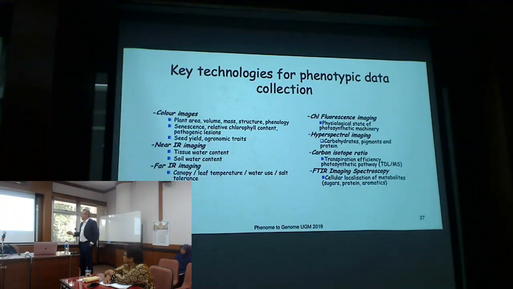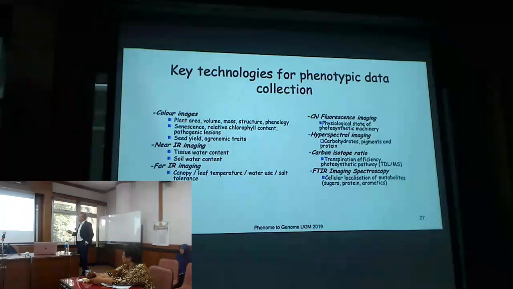The second possibility is that you don't take a normal color image, but you use an infrared image. If you take an infrared image, what you get is water content, or even the soil. This is another piece of information that is quick. And if you take far red imaging, you can take the temperature of the leaf, you can take salt, you can take shading, a lot of information you can take from images.